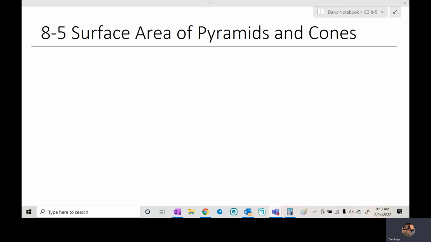Like I said, this one's going to be a lot easier than the last one. We're doing surface area of pyramids and cones.